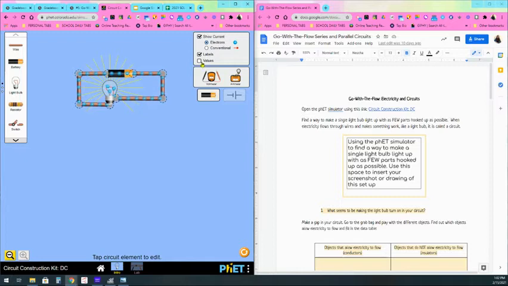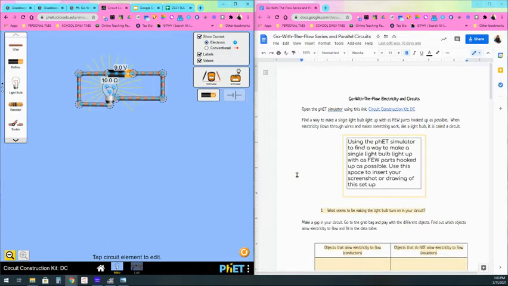And we can label these values here for you. We have a 9-volt battery, and the resistor, which is the light bulb here, is offering 10 ohms of resistance. So you would have screenshotted that and placed it in the location right here where it says use the PhET simulator. It would have gone right in this spot here.